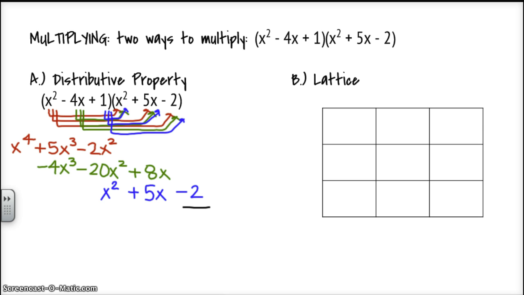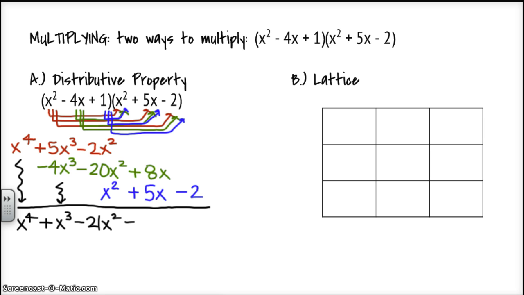Now, the whole reason I organized it the way I did is because now I can collect my like terms. x to the fourth has no like terms, so it's just x to the fourth. 5x to the third minus 4x to the third, that's just plus 1, x to the third. Bring that down right there. Negative 2x squared minus 20x squared, that's negative 22x squared, plus 1x squared back, negative 21x squared. Plus 13x minus 2. That's our product. That's from multiplying those two trinomials together. That's using the distributive property.